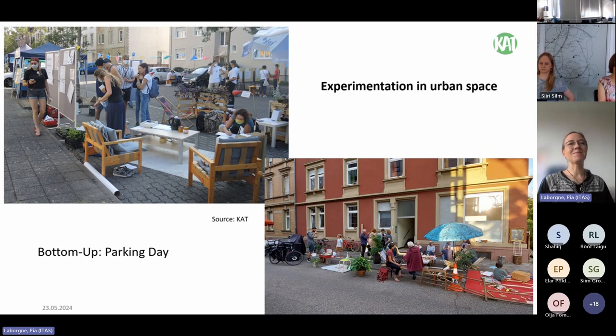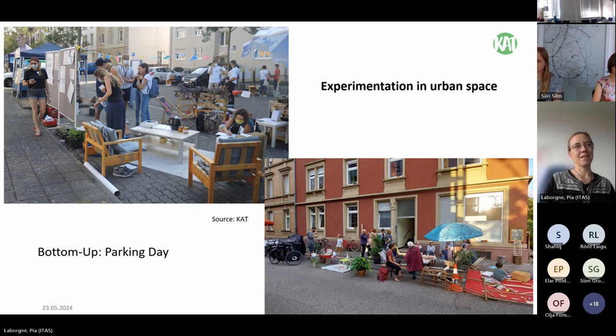Then the second sort of experimentation I announced in the beginning is experimentation in urban space. In this example, it's more bottom-up. I think it's a Europe-wide event. Perhaps you know Parking Day. One kind of experimentation in urban space is to occupy parking space for other uses, to show how nice it would be to have fewer cars taking all the space in the city and to use it for coming together, for doing something together, for the children to play, and showing somehow it works.